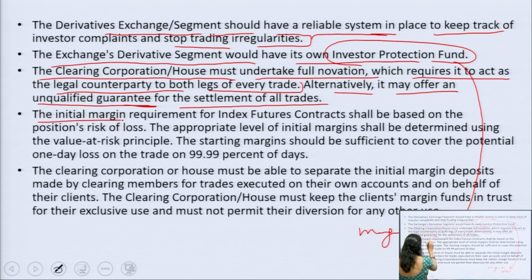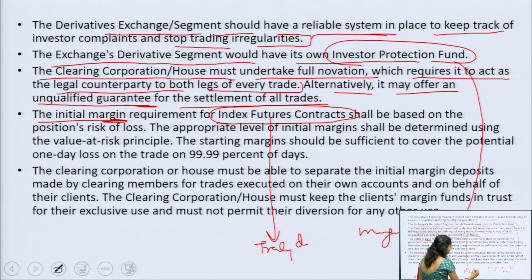Next point is the initial margin requirement for index futures contract. What is this index futures contract? Basically, it is one type of derivative contract within that particular trading platform. Index future means we are trading directly on stock exchange indices, like Sensex prices and Nifty 50 prices. So we are directly dealing with Nifty 50 prices and Sensex prices.